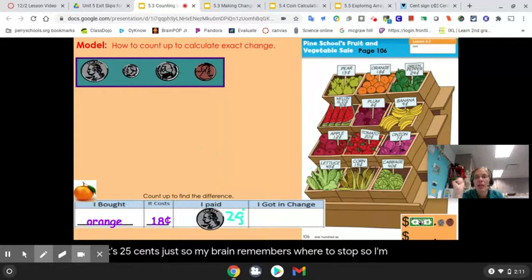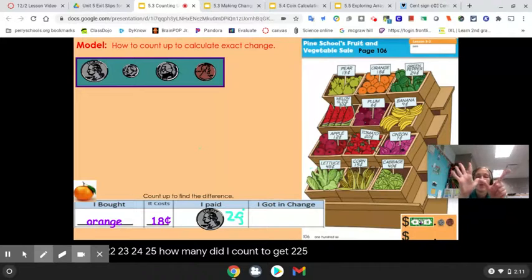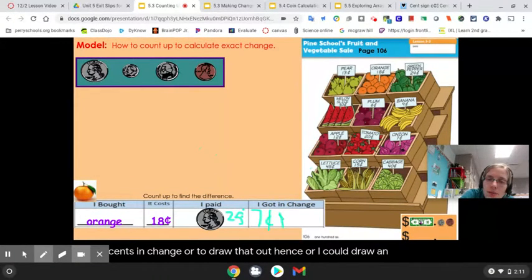I'm giving a fist for 18 because I am not counting up yet. So if I'm at 18, 19, 20, 21, 22, 23, 24, 25. How many did I count to get to 25? Well, I counted 7. So I got 7 cents in change. Or to draw that out, here's 7 cents. Or I could draw a nickel and 2 pennies.